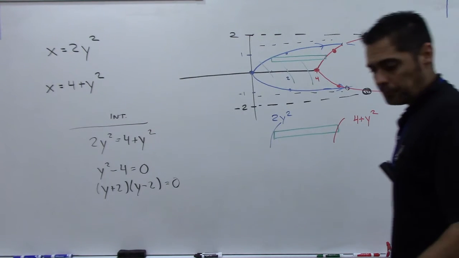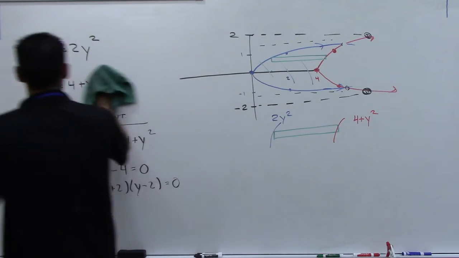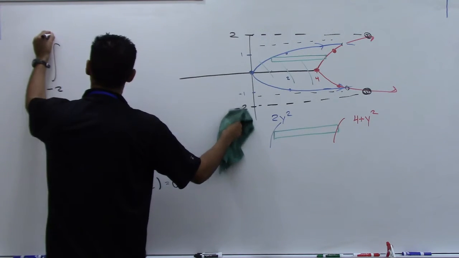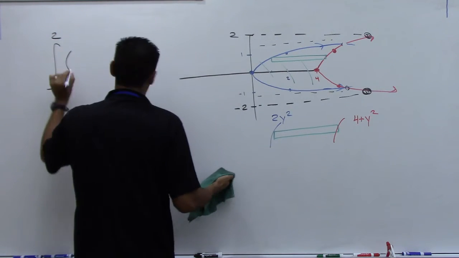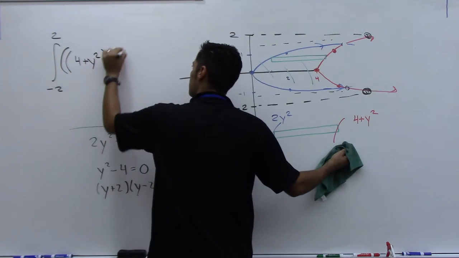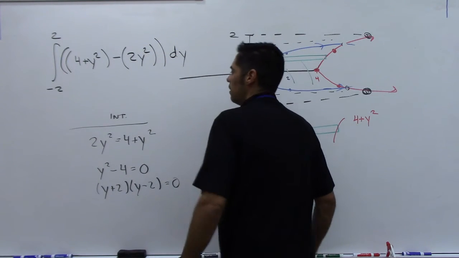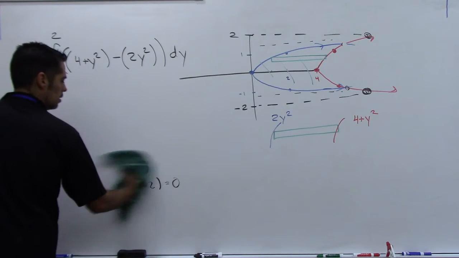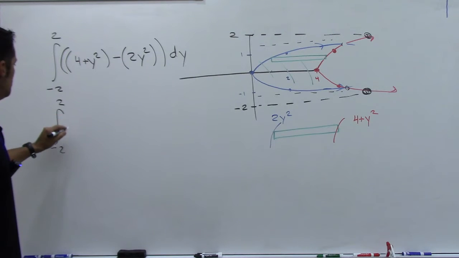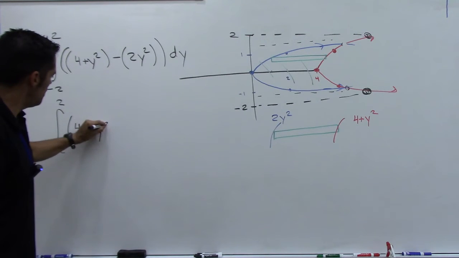All right, so now I can set up my integral. The integral, the y value starts at -2, stops at 2. And then it's the function on the right side, 4 plus y squared, minus the function on the left side, which is just 2y squared. I didn't need the parentheses on the 2y squared, but I may as well clean it up. Integral from -2 to 2: we have 4 plus y squared minus 2y squared is 4 minus y squared dy.